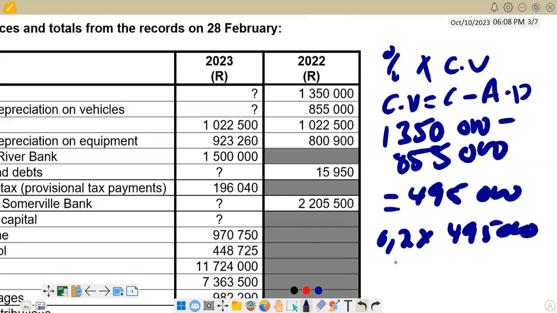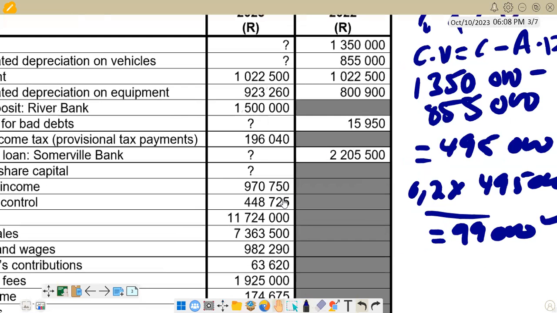Right. So this one is for vehicles. When you calculate that one for vehicles, you are supposed to get 99,000. So you get 99,000 here. So that is for vehicles, but we still have equipment there.